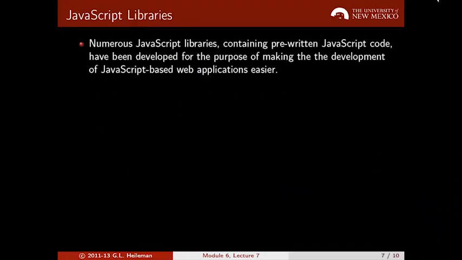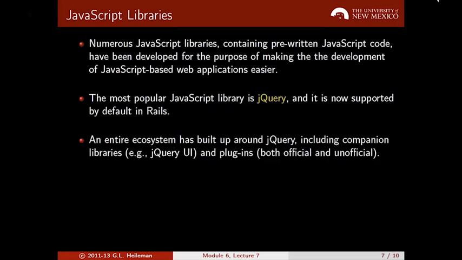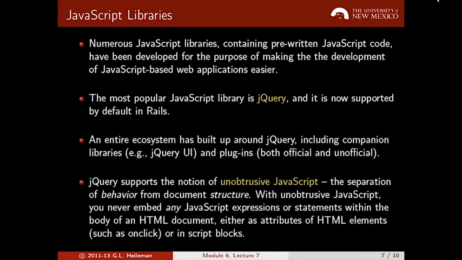Now, there are numerous JavaScript libraries that have been written to make your life a little bit easier, and Rails uses jQuery. We'll talk a little bit about that. jQuery is by far the most popular library for JavaScript. In fact, an entire ecosystem has been built up around jQuery, including jQuery UI, which provides a beautiful user interface. If you go to this site, you can actually roll your own theme, and it'll deliver it to you. So take a look at that.